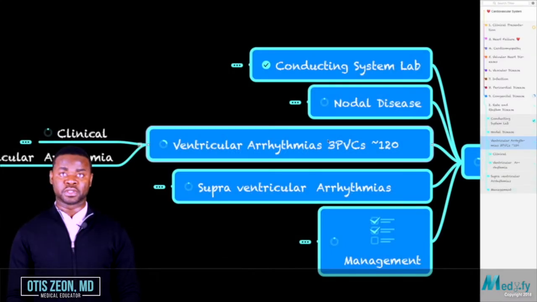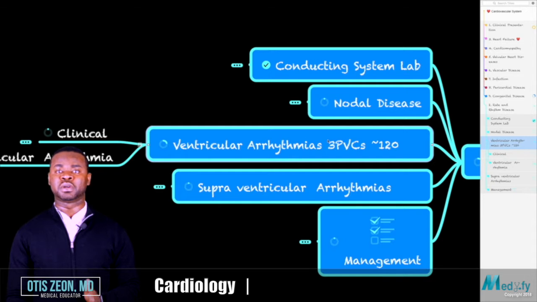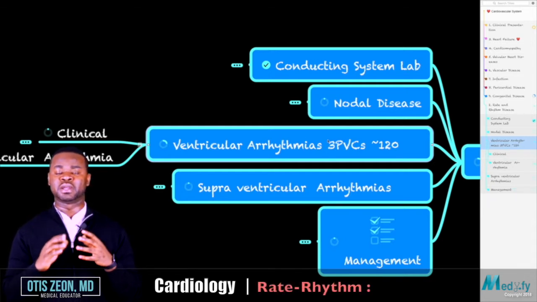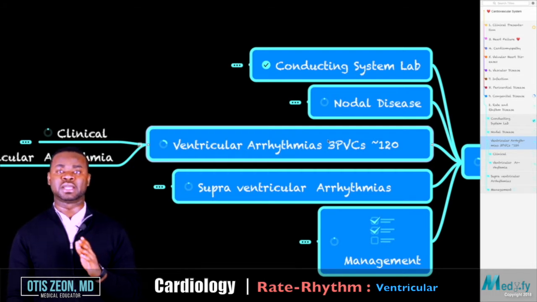Let's continue with ventricular arrhythmia. We said that the individual must have 3 PVCs in a row to consider this an arrhythmia. And usually these PVCs are longer than 120 milliseconds.